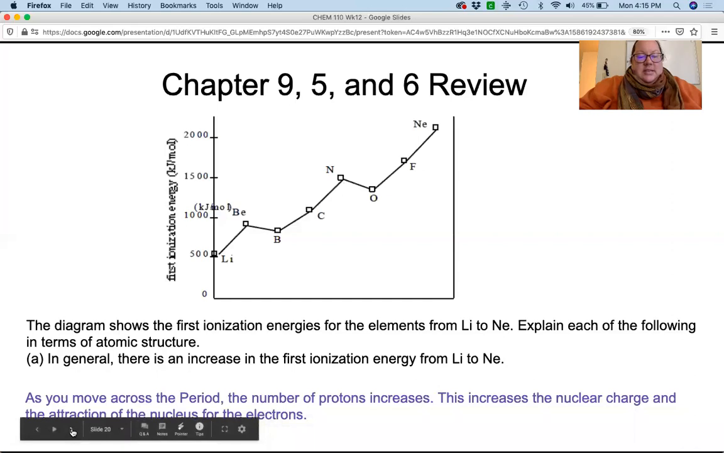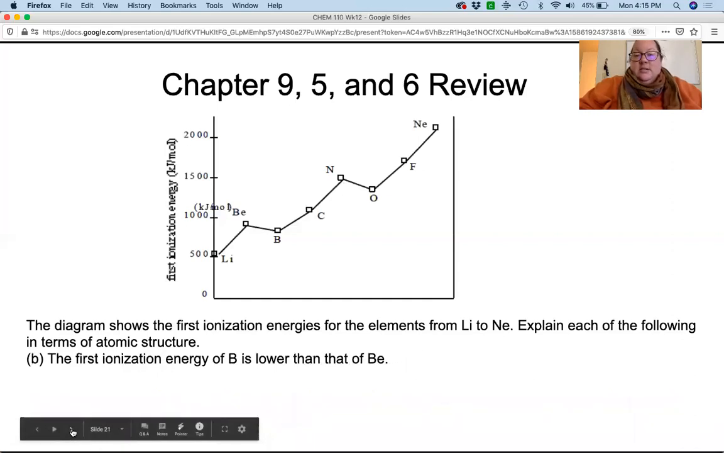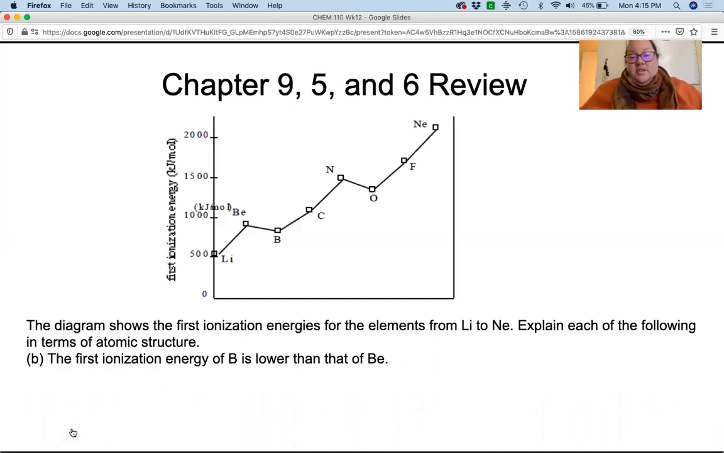Let's look at another example though, because there are other reasons for these trends. So this diagram shows the first ionization energies for the elements from lithium to neon. Explain each of the following in terms of atomic structure. The first ionization energy of B is lower than that of Be. So let's think about our electron configurations or orbital diagrams.